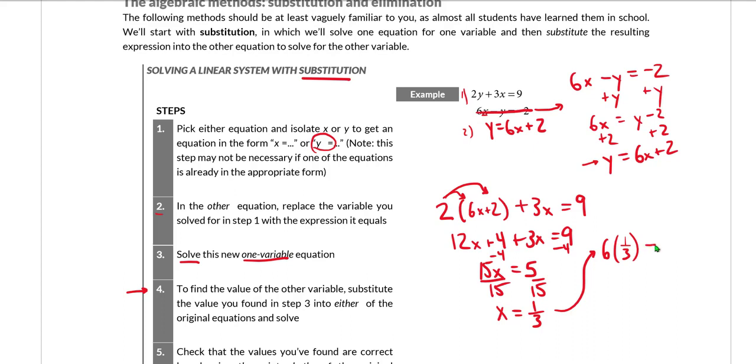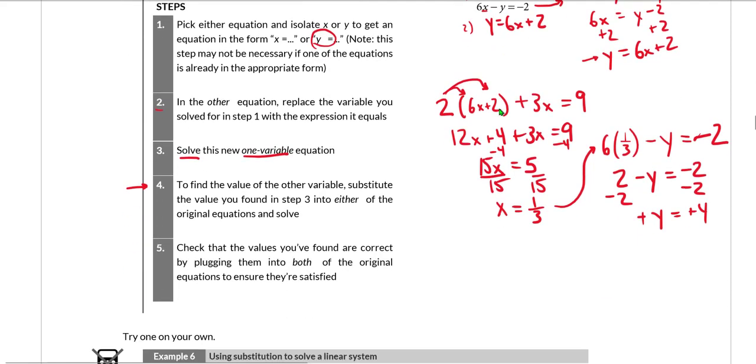6 times 1/3 minus y equals -2. So this is 2 minus y equals -2. I'm going to subtract the 2, and I get -y equals -4. Multiplying through by -1, I get y equals 4. By the way, I could have taken that 1/3 and plugged it in for x in the first equation; that would have been fine as well. I just chose the second equation somewhat randomly. So it looks as if 1/3 and 4 are my two solutions that I got using substitution.